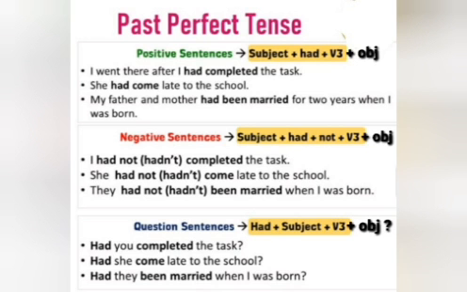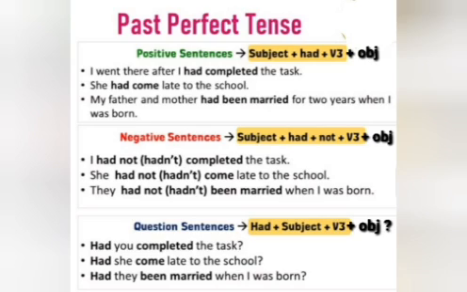Now how do you write the positive form of past perfect? So we have subject plus had plus verb in third form plus the object. Like for example, I went there after I had completed the task. So I is the subject, had from the verb syntax, completed the third form of the verb, and the task is the object. Take another example. She had come late to the school. So she is the subject, had is from the verb, come is the third form of the verb, and object is late to the school.